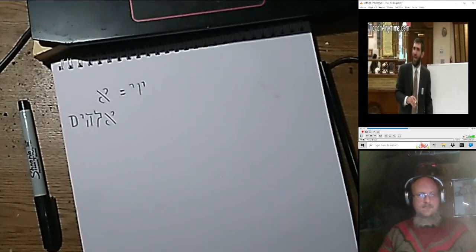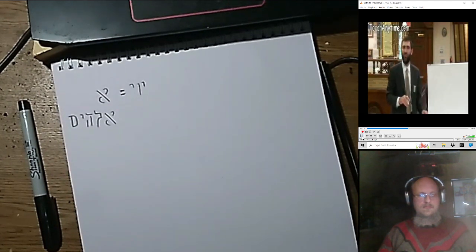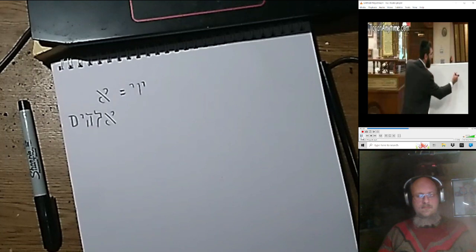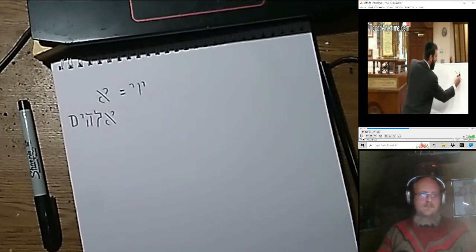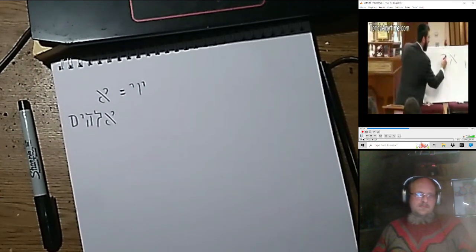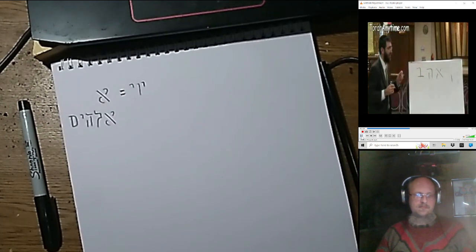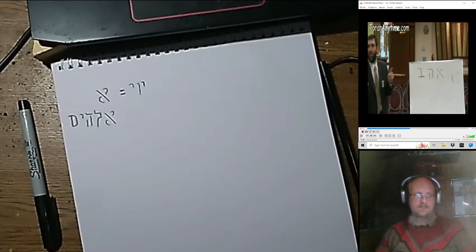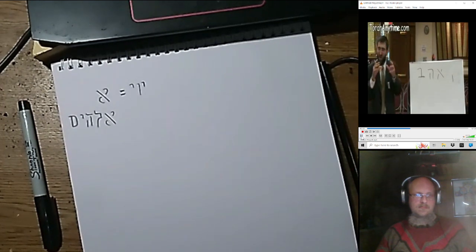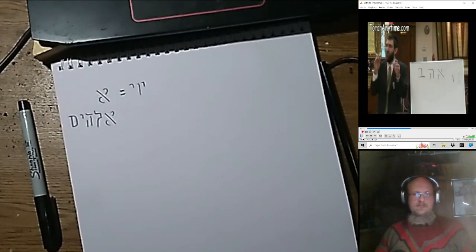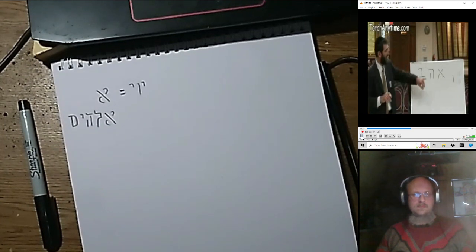How do we say love in Hebrew? Okay, first we'll look at the verb. Ahav. These three letters are the three letters that Hashem used to create the reality called love. Now let's see if we can understand it.